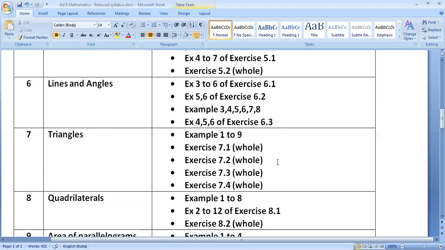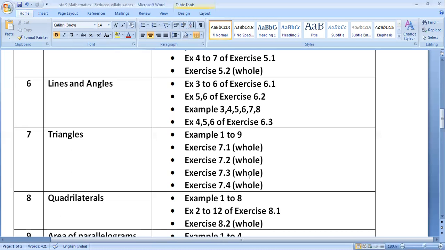Page number 125, 7.5, some more criteria for congruence of triangles. Theorem 7.4, SSS congruence rule. Statement is important, you have to prepare. On page 126, theorem 7.5, RHS congruence rule. Statement is important. On the same page, example 7 is excluded. On 127, example 8 is excluded. Page number 128, exercise 7.3, the whole exercise, is excluded from the syllabus.